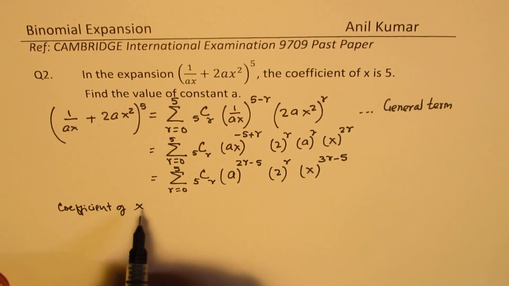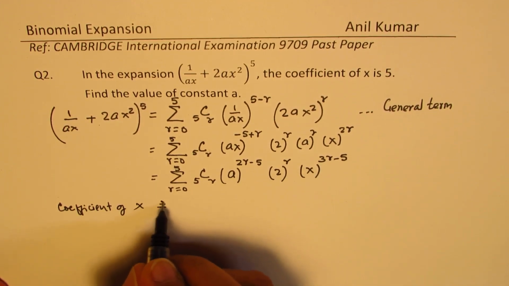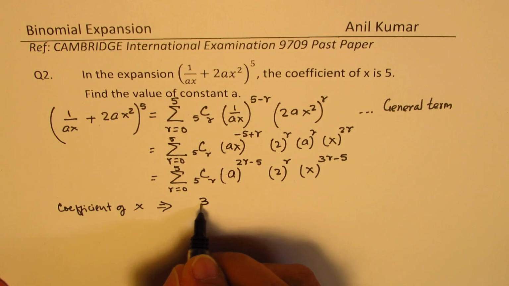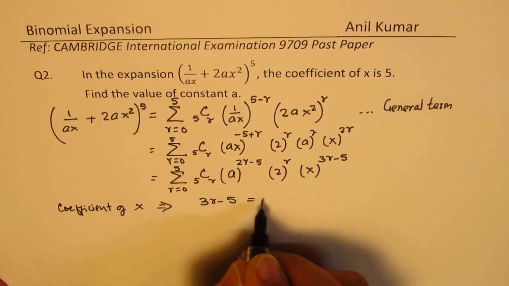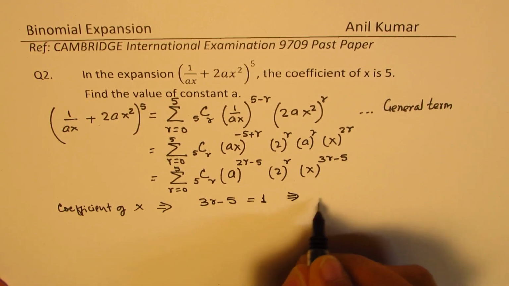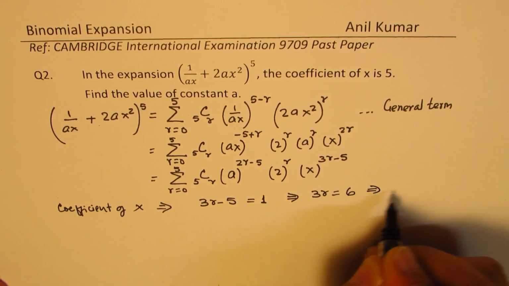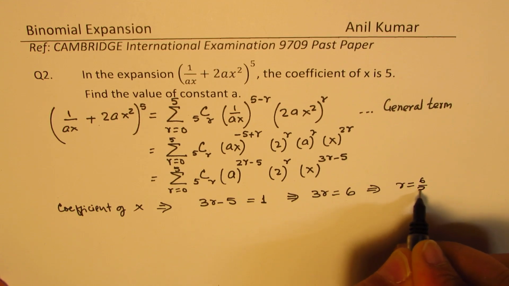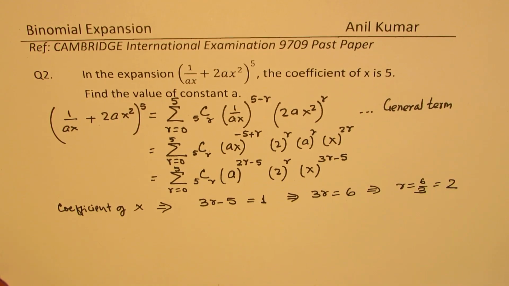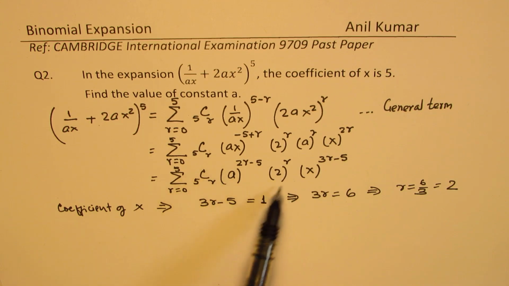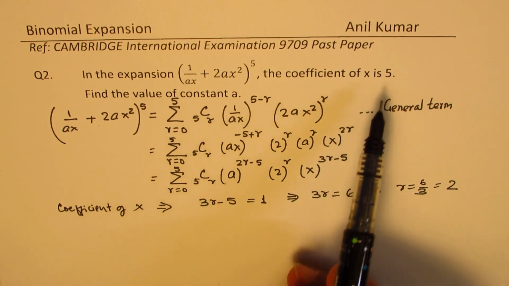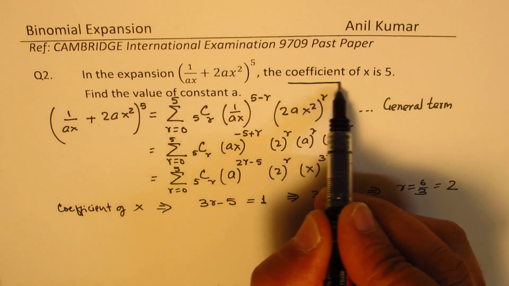Now we want the coefficient of x. That means 3r minus 5 should be equal to 1. So this means that 3r should be equal to 6, and that means r should be 6 by 3, which is 2. So we get the value of r, which is 2. So now for the coefficient of x with r equals 2, we'll just substitute 2 here.